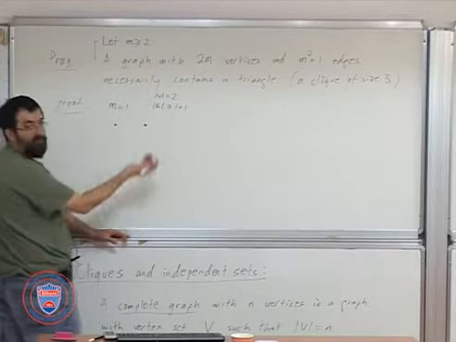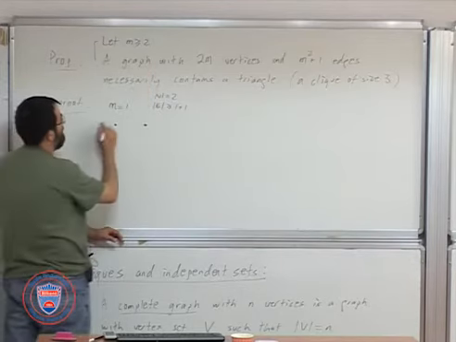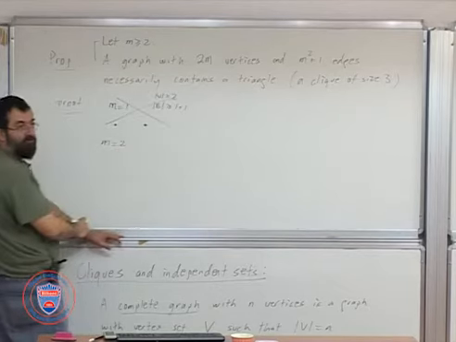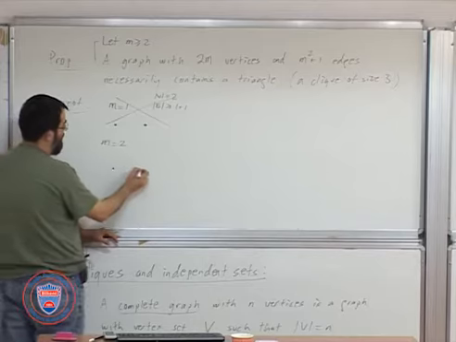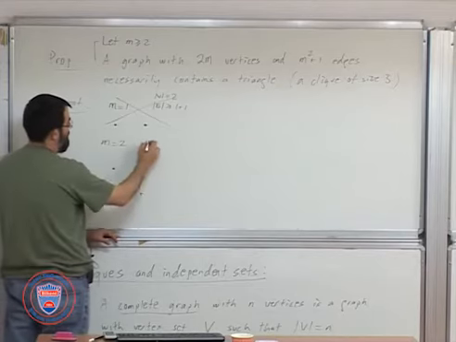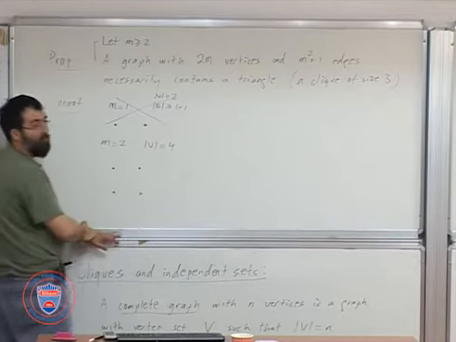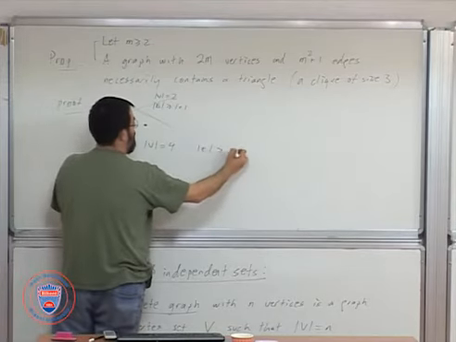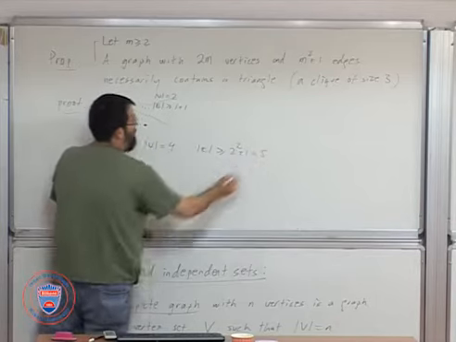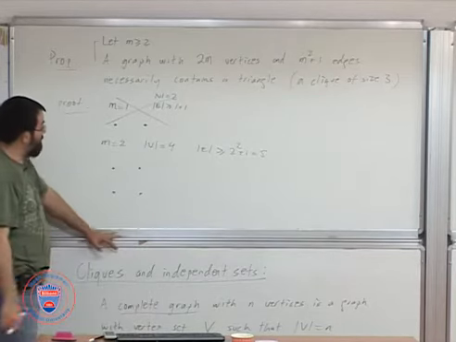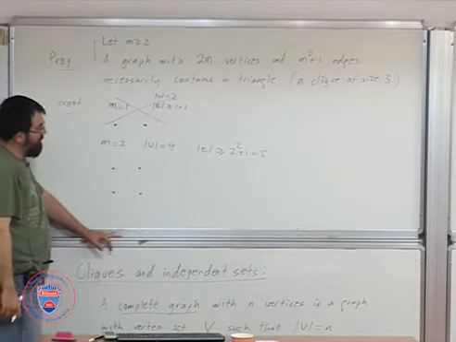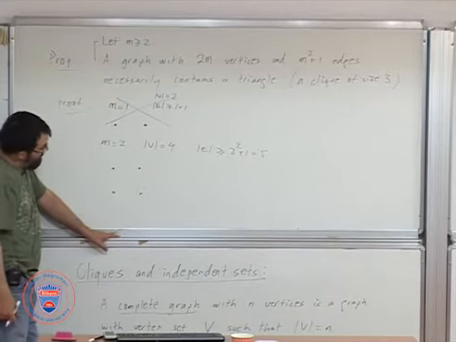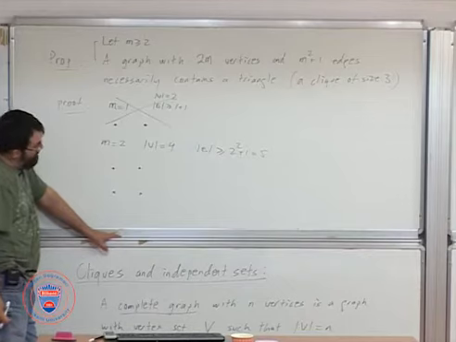Because with 2 vertices you cannot make a triangle, so this doesn't make sense. So let's look at m equals 2. M equals 2 means you have 4 vertices. And how many edges? You have at least 2 squared plus 1, 5 edges. At least this many. Does it look correct? If you have 5 edges, you always have a triangle.